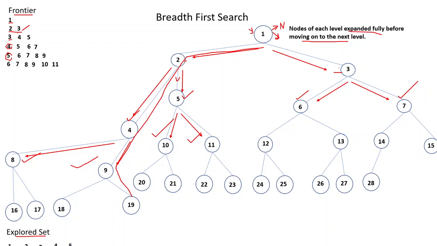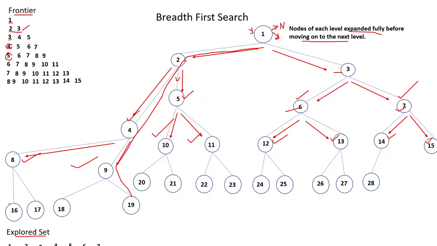The next node to be explored is node number 6. Node number 6 has two successors, 12 and 13. These are added to the frontier list, and node number 6 is moved to the explored set. So in this fashion, we keep on exploring. The next node naturally will be node number 7 with the successors node number 14 and 15.